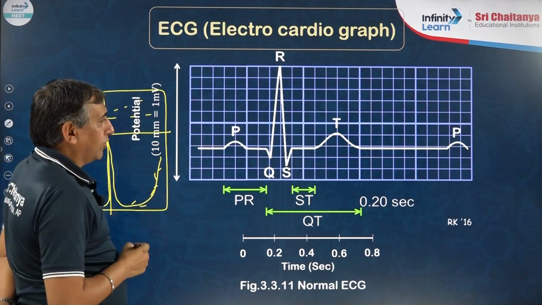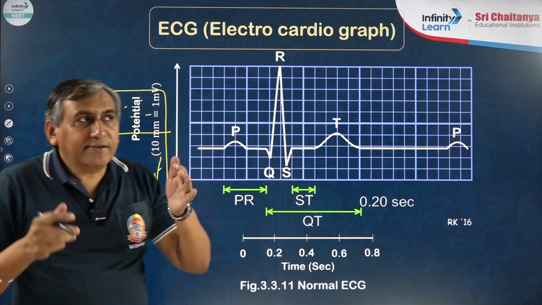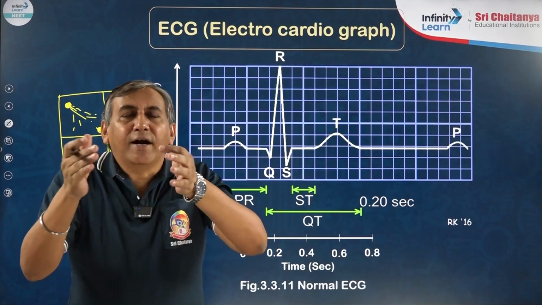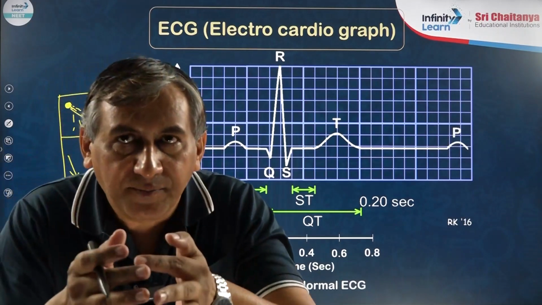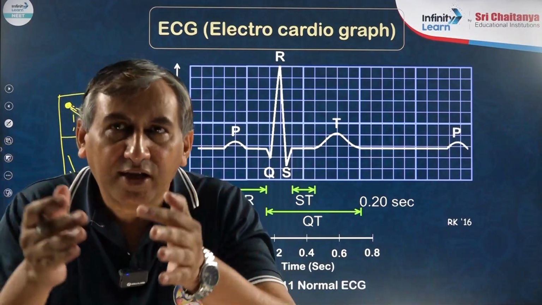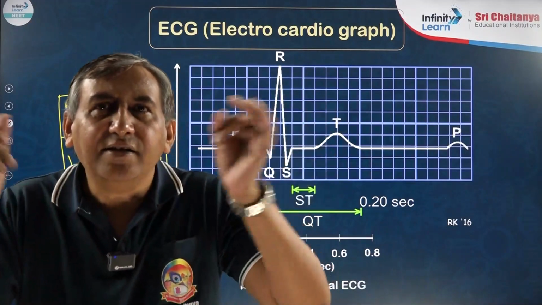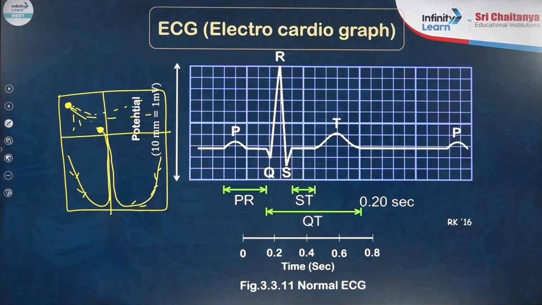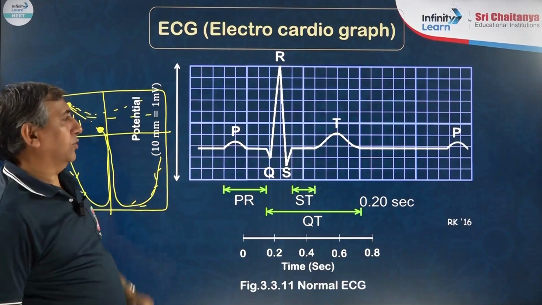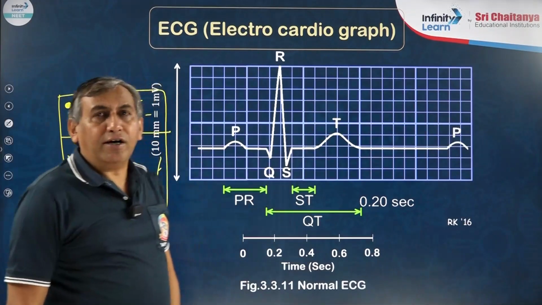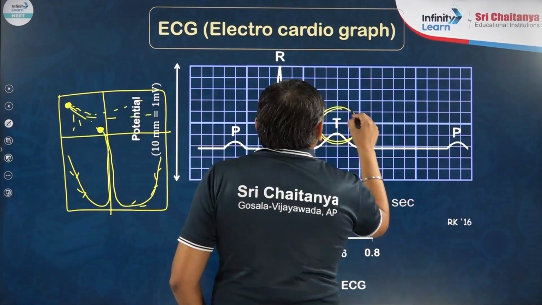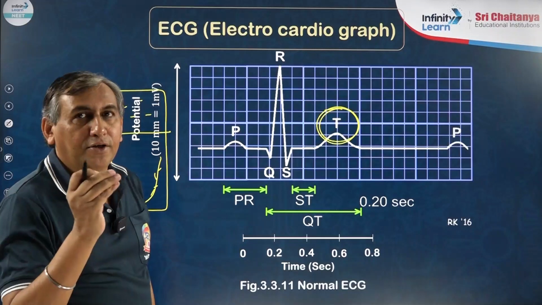Now the ventricles are ready to contract. So the QRS complex indicates ventricular contraction, ventricular depolarization. Contraction and depolarization, both are the same thing. Relaxation and repolarization, both are the same thing. So P wave is showing the auricular systole. QRS complex is showing the ventricular systole and T wave is saying about the ventricular diastole.